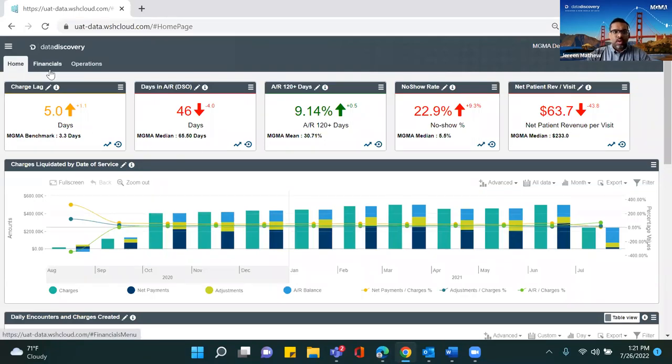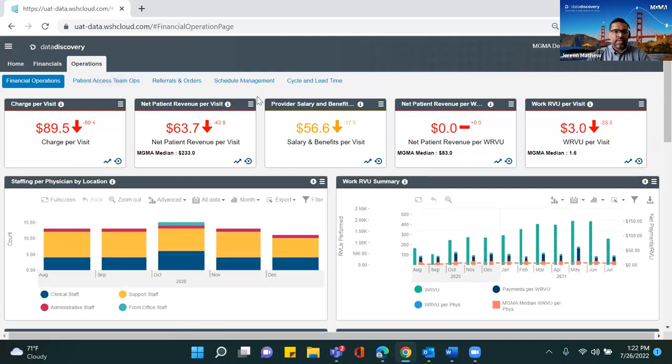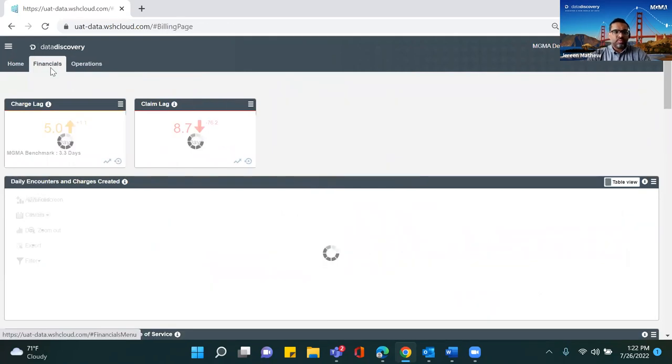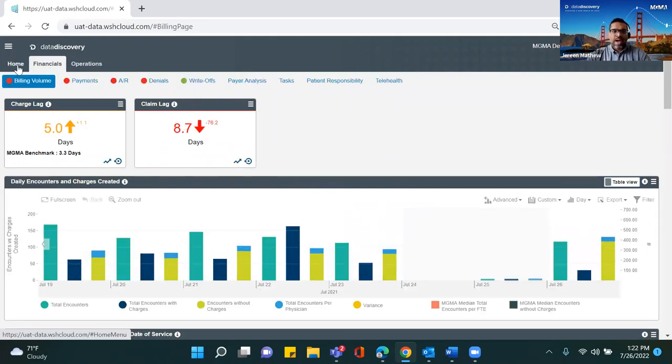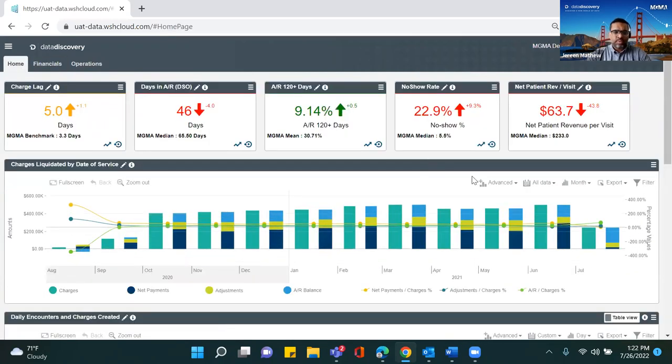As you log into the product, MGMA is focused on two areas: financial revenue cycle areas to manage your practice, and operations, which includes areas of scheduling, patient volume management, referrals, and managing where inefficiencies are within your process of inflow of patients. I'm going to start at a high level here, go to my home page, and just get you oriented with the product.